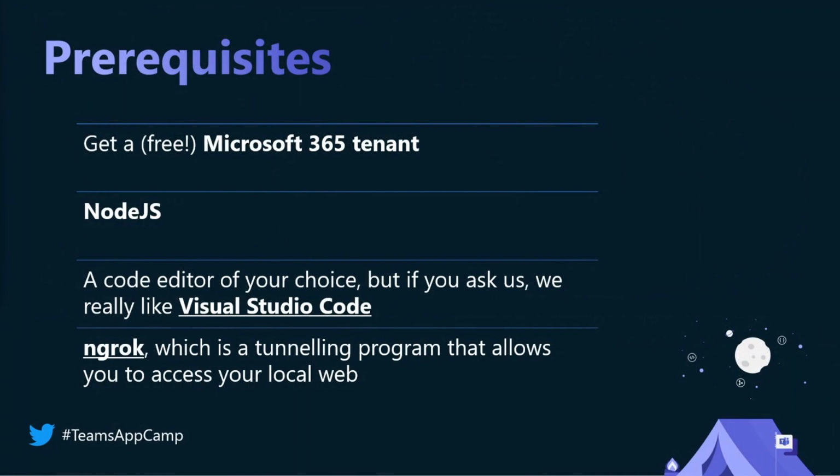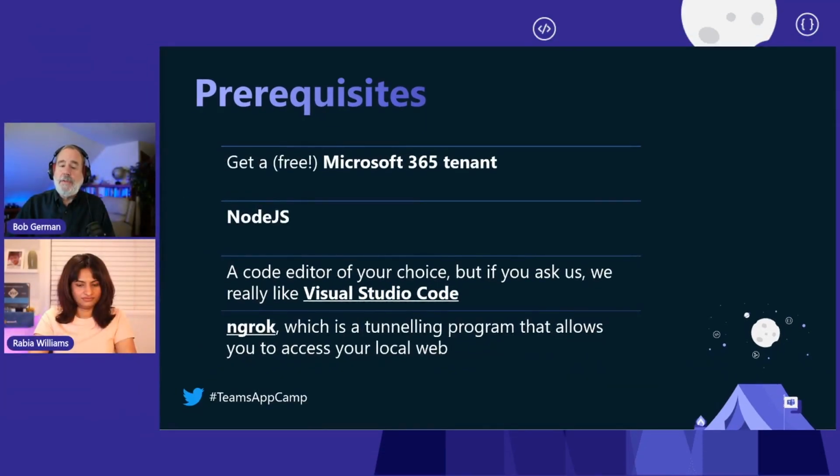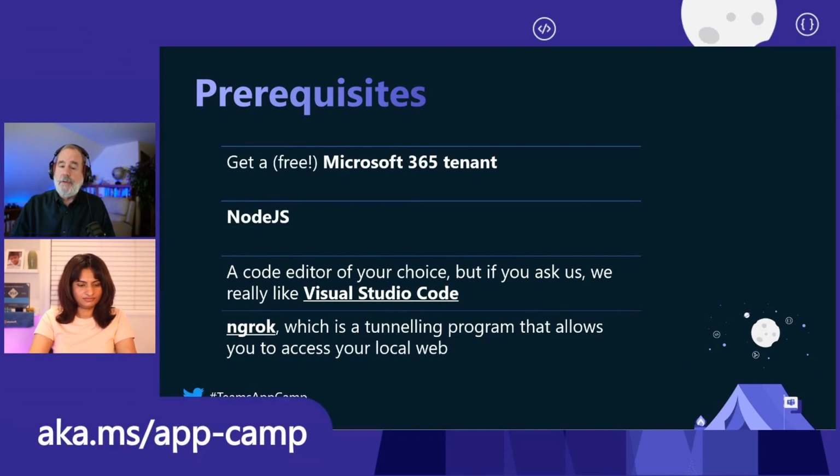I encourage you not to use the one that you're using in production to do this, but you can get a free tenant, and there are instructions on the App Camp website on how to do that, where you'll be the admin and you'll have 25 test users that you can configure and use. Node.js is used as the server side that's going to run on your local computer, and you'll need some kind of a code editor.